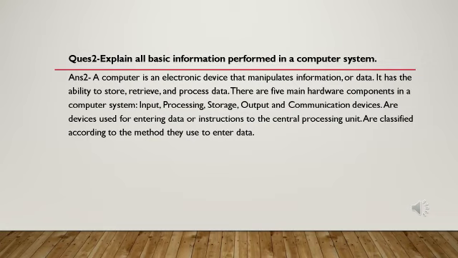What are the basic functions performed in a computer system? The answer is that a computer is an electronic device that manipulates information or data. It has the ability to store, retrieve, and process data. There are five main hardware components in a computer system: input, process, storage, output, and communication devices.